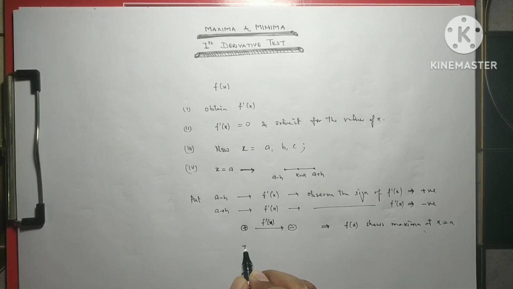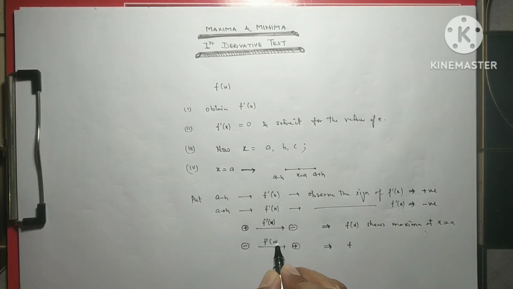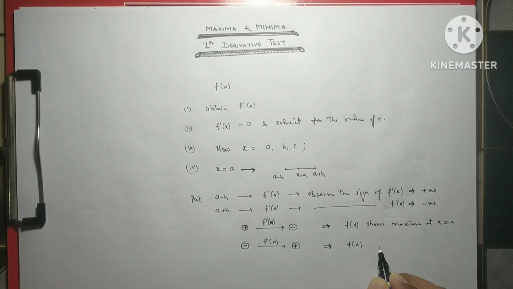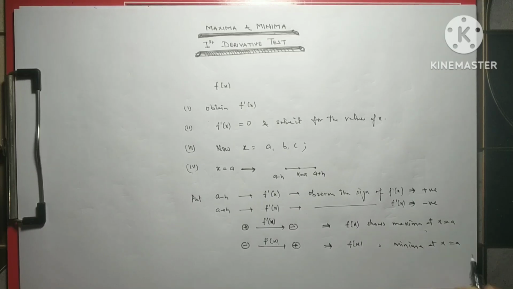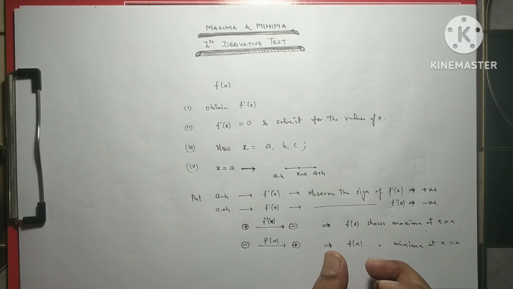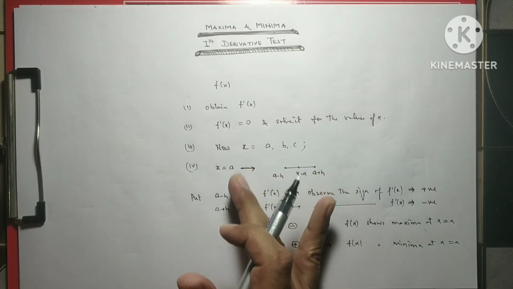If the variation of sign is negative to positive, then the function f x shows minima at x equals to a. So we will observe the variation of sign, and according to this we get maxima and minima. Okay, we start the questions using this first derivative test.